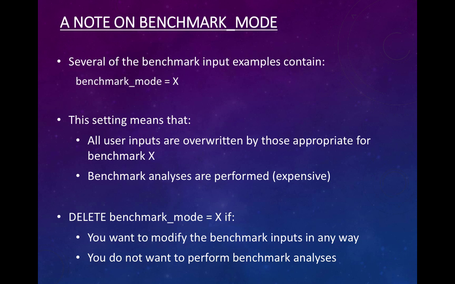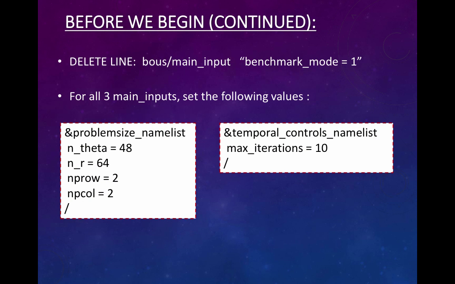The other reason, though, as we've already said, is that it overwrites whatever inputs that you want. Okay, so you should delete benchmark mode equals X if you want to take one of the benchmark examples and modify the physics slightly, or if you just don't want to perform the benchmark analyses for whatever reason. Okay. All right. So in the Boussinesq main input, you'll see a benchmark mode equals 1. So go ahead and delete that. Okay, and then for all 3 of these main input files, set these parameters in the problem size namelist and the temporal controls namelist.